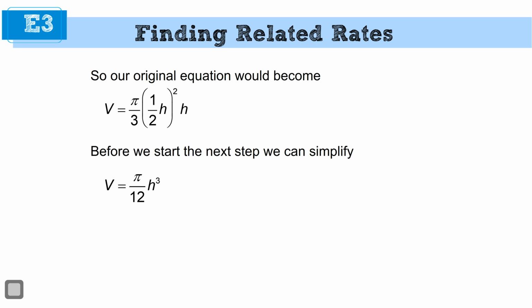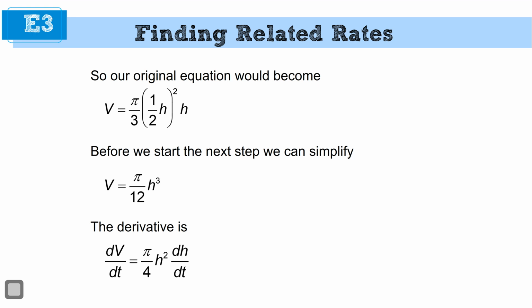What's the derivative of that equation? What's the left-hand side? dV dt on the left-hand side. What's the right-hand side? Beautiful. Pi over 4 h squared dh dt, which is right there.